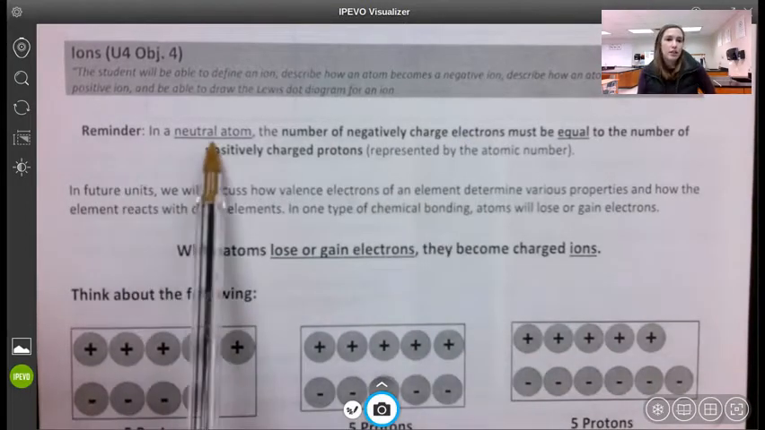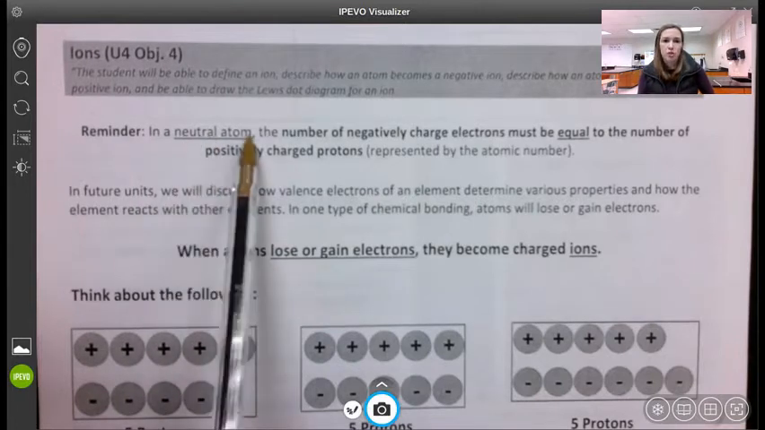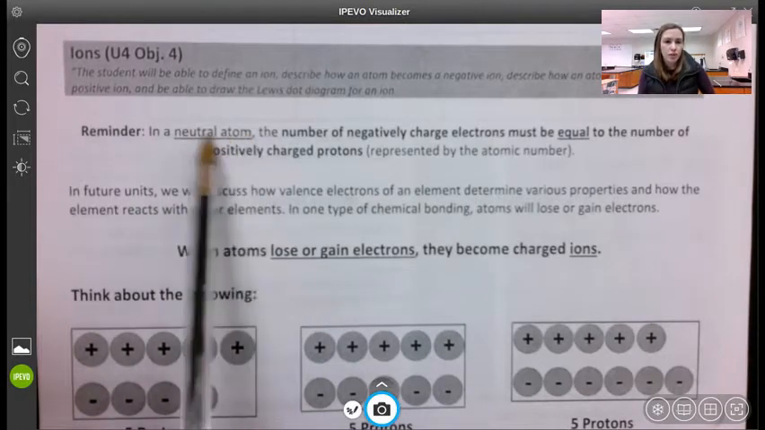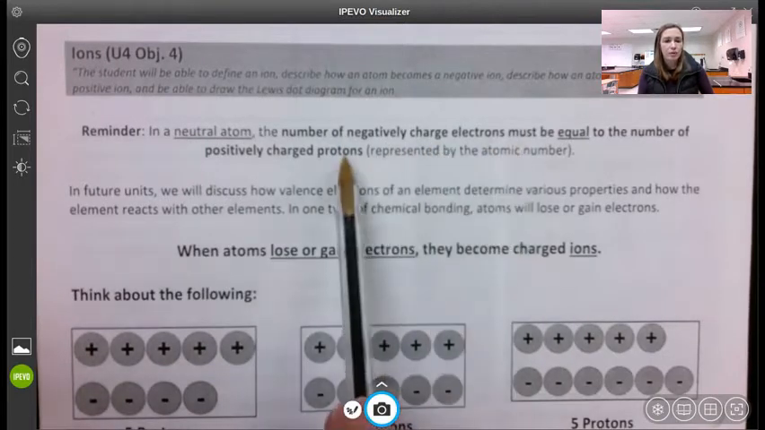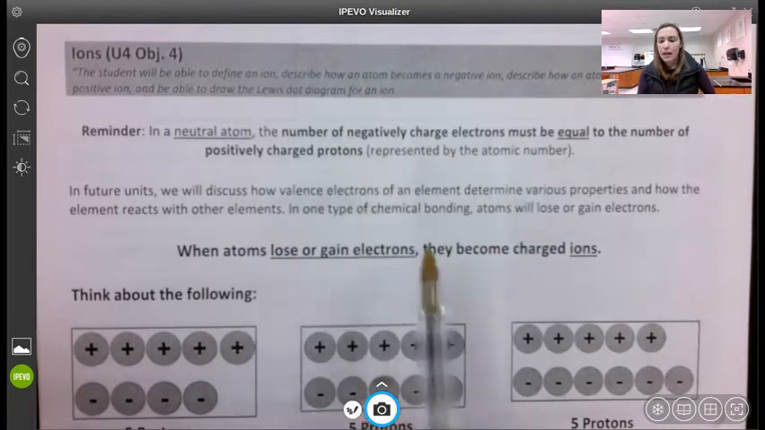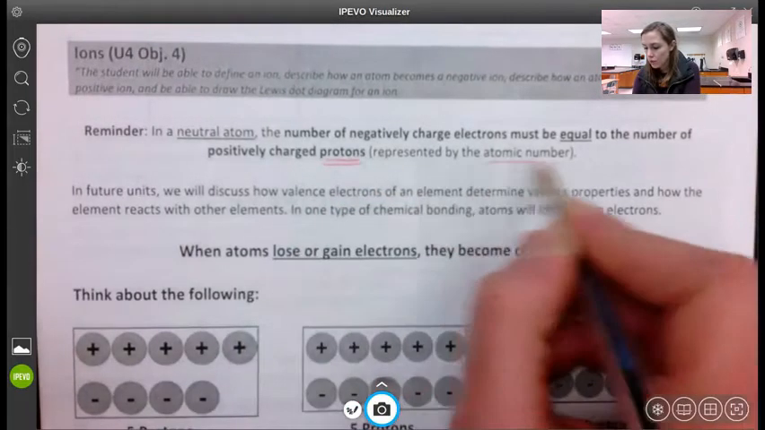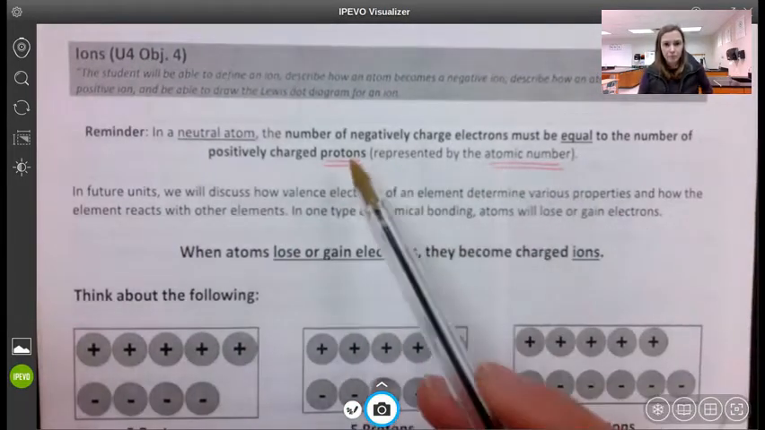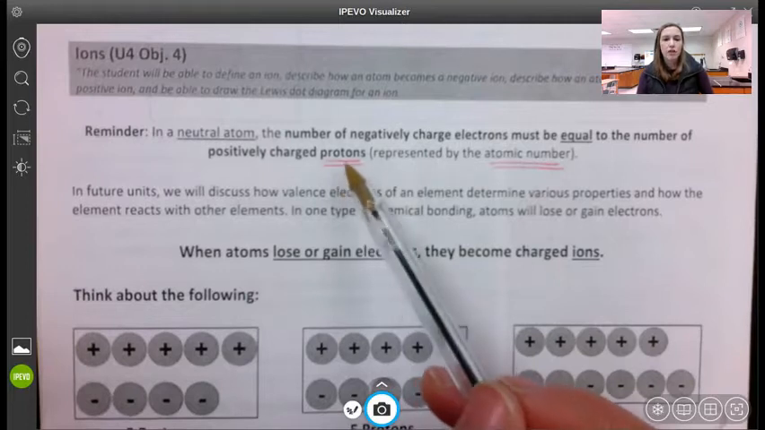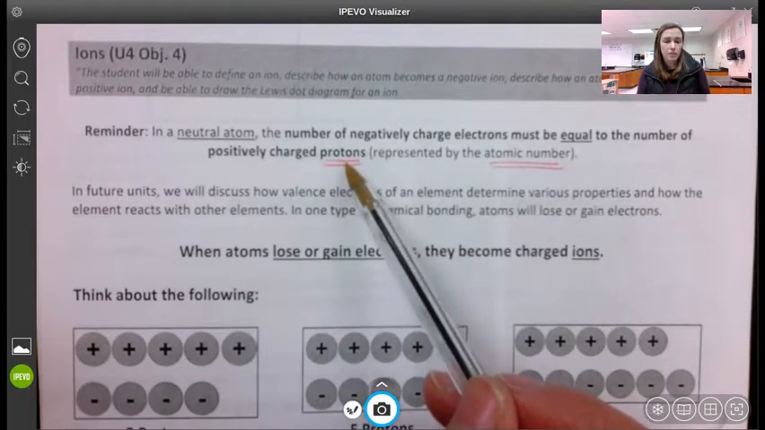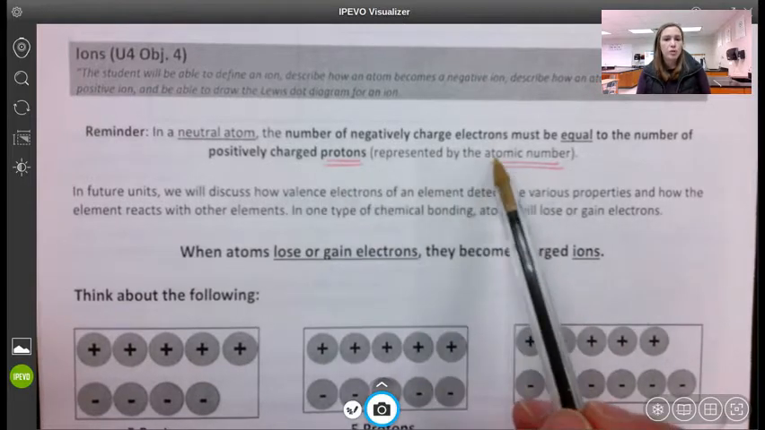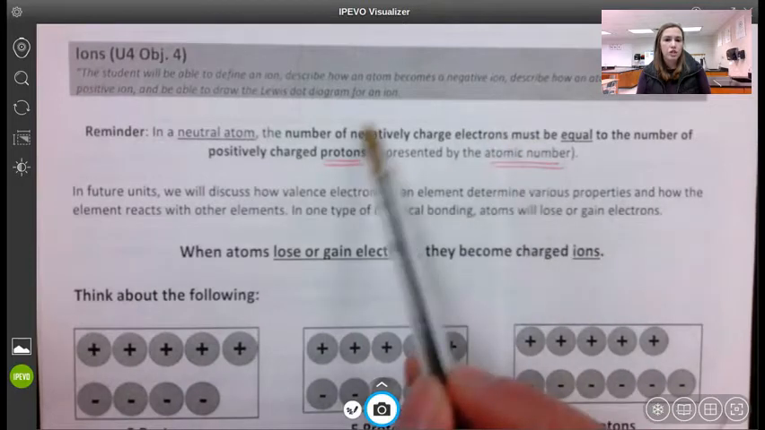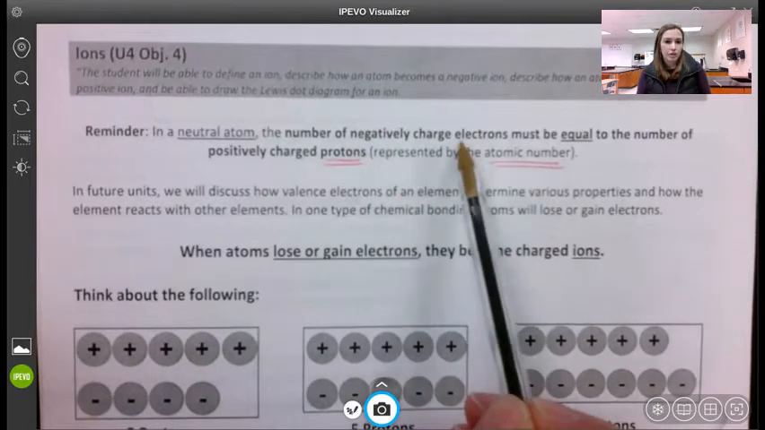So just a reminder, in a neutral atom, which is all we've dealt with up until this unit, the number of negatively charged electrons must equal the number of positively charged protons. And one big thing is that protons are always represented by the atomic number. So when we talk about ions, the protons are always locked in place because it's the same element. Protons, which determine the element and are represented by the atomic number, are constant. So when we talk about ions, it's all about changing the number of electrons.